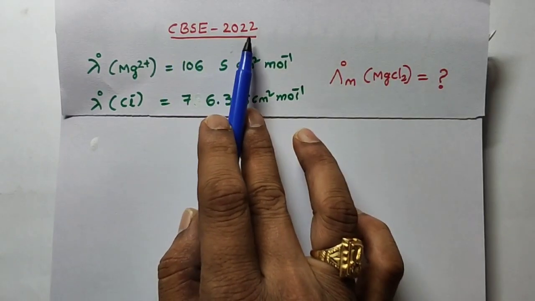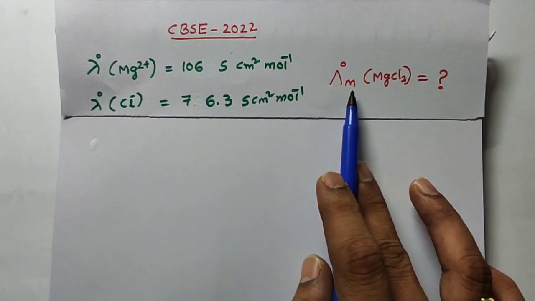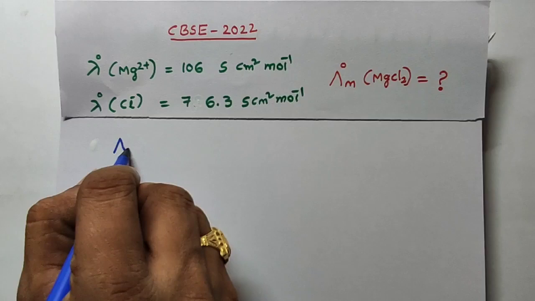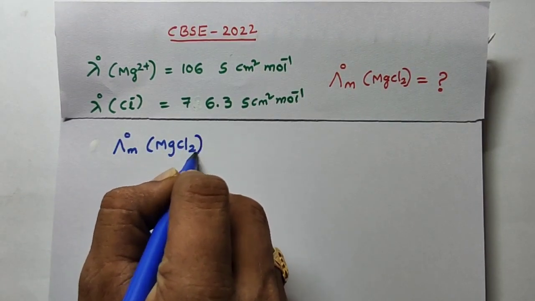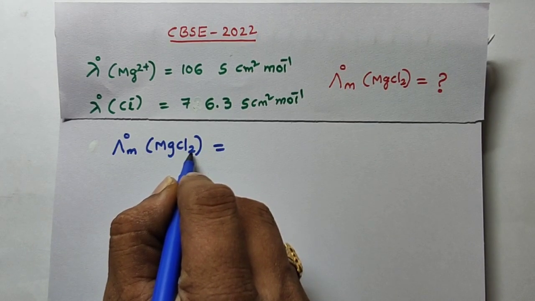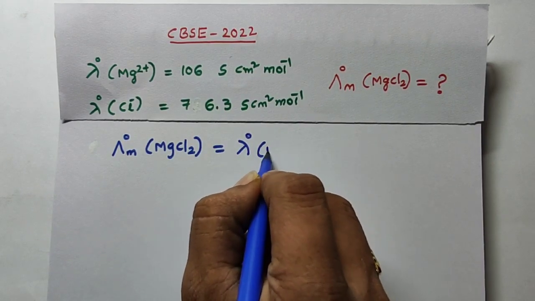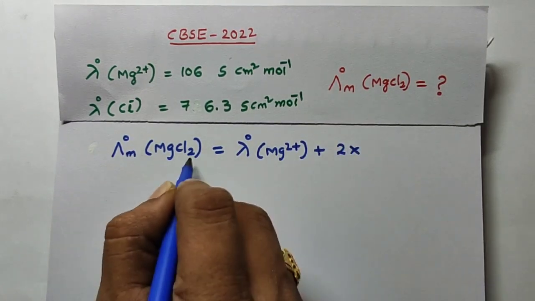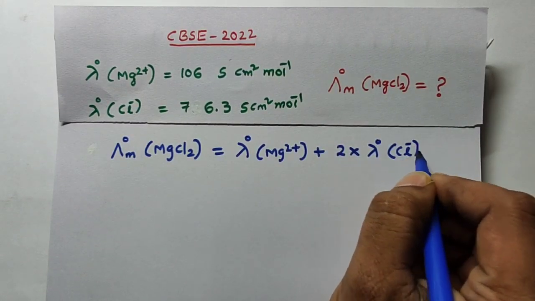Next question, CBSE 2022. Limiting molar conductivities of Mg2 plus and Cl minus are given. We have to find the limiting molar conductivity of MgCl2. Okay, so here, the limiting molar conductivity of MgCl2 is equal to, which contains which ions? One Mg2 plus ion and two Cl minus ions, right? So it is equal to the limiting molar conductivity of Mg2 plus ion plus 2 into, because 2 chloride ions are there, 2 into the limiting molar conductivity of Cl minus ion.